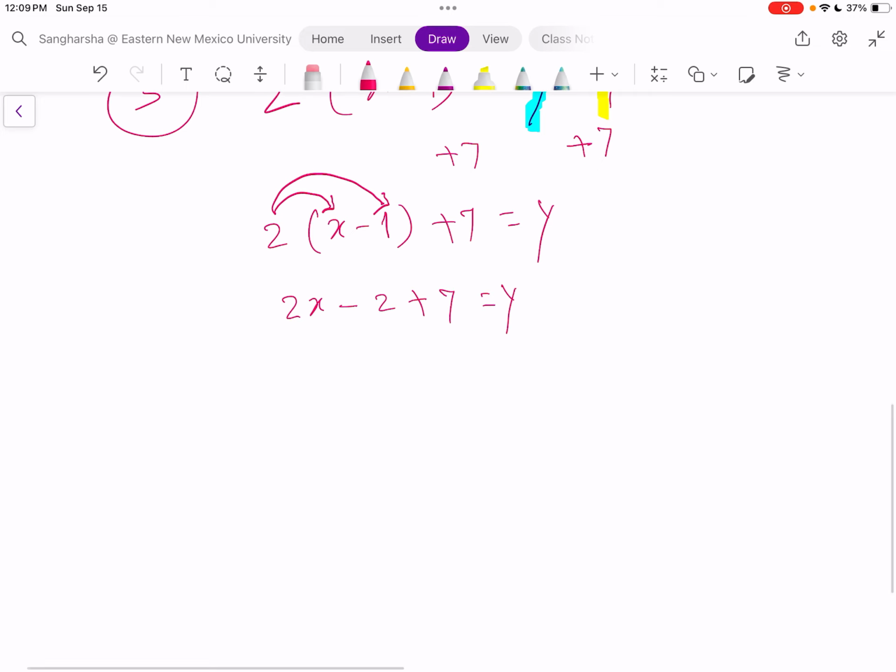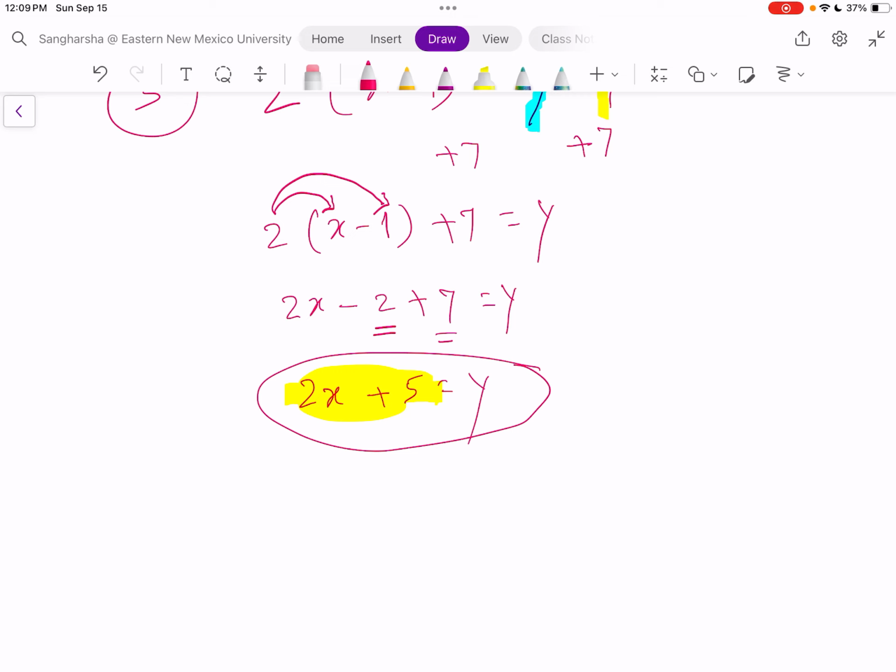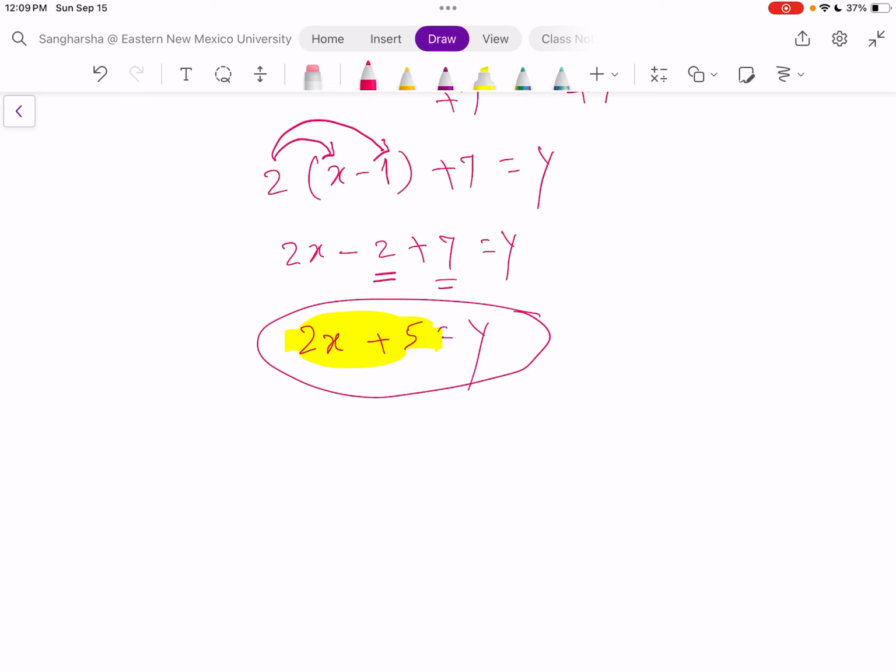We have like terms, -2 and positive 7, so we have 2x plus 5 equals y, and this is the solution. Okay, so this is the solution for y in terms of x. This is the final answer. So make sure to have your final answer in a simplified form.